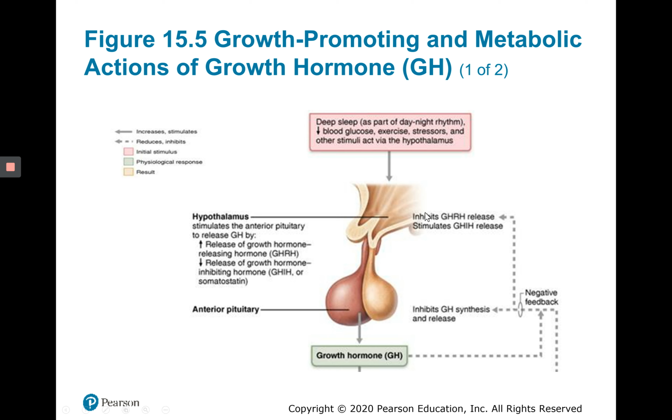So here we're just seeing that growth hormone releasing hormone and inhibiting hormone come from the hypothalamus. Releasing hormone causes the release of growth hormone. Inhibiting hormone causes the inhibition, so no release of growth hormone. An increase in growth hormone release can negatively feed back on the anterior pituitary and the hypothalamus to prevent further release if those actions are already occurring.